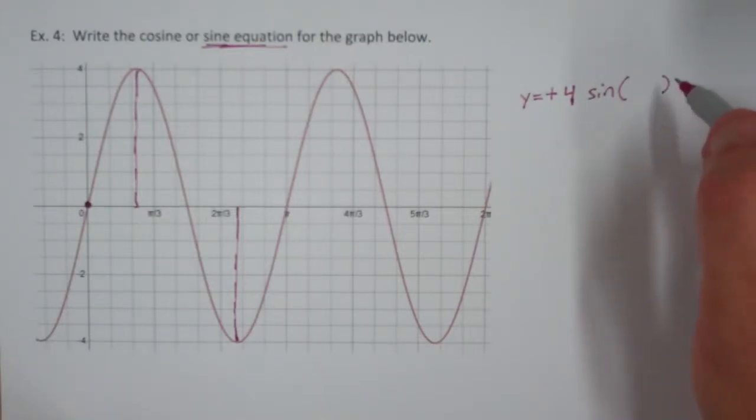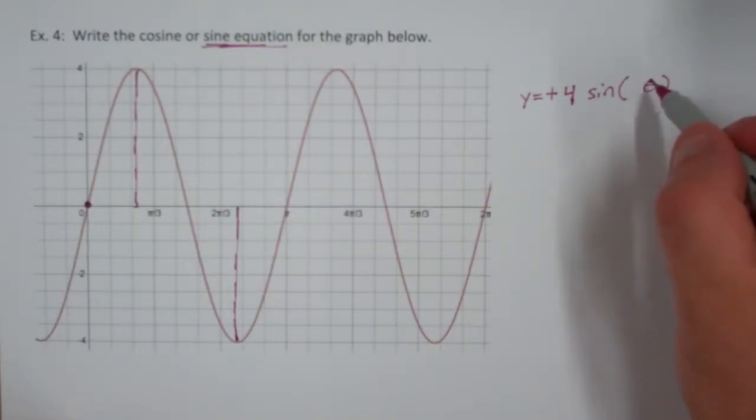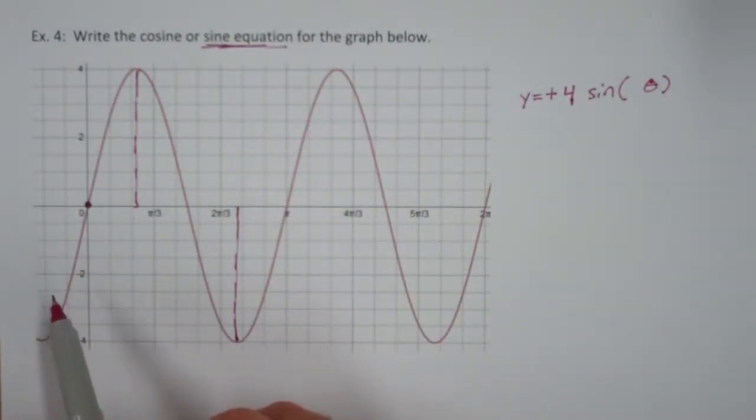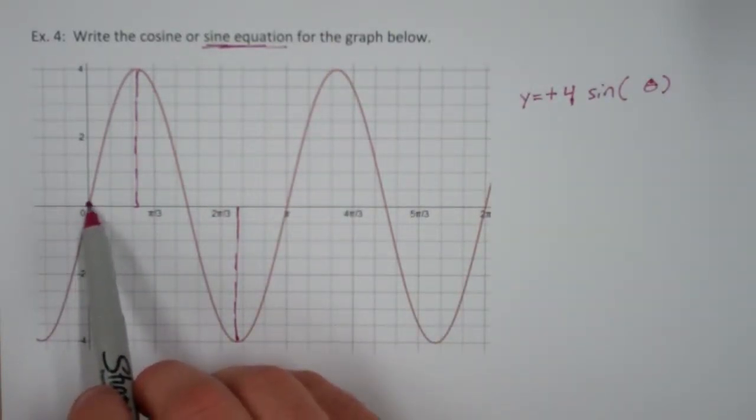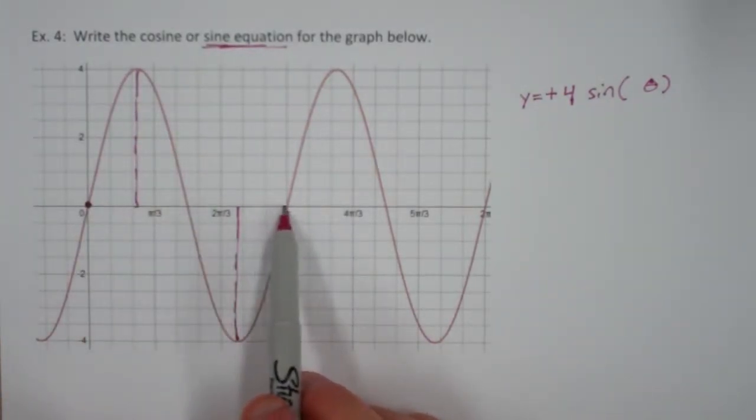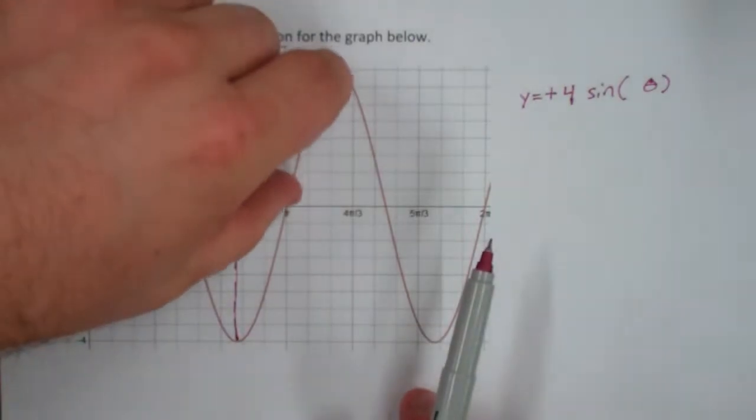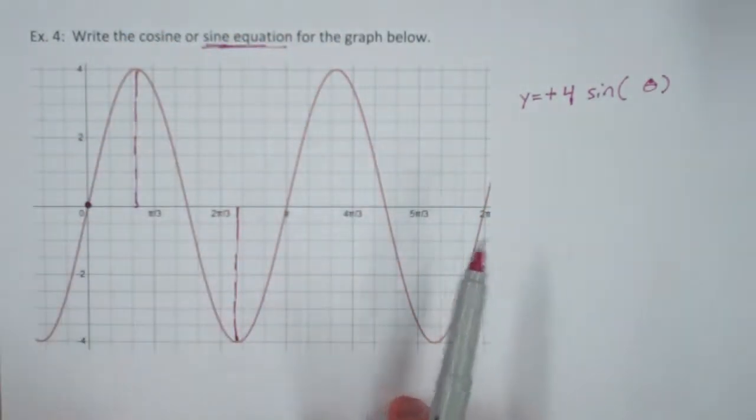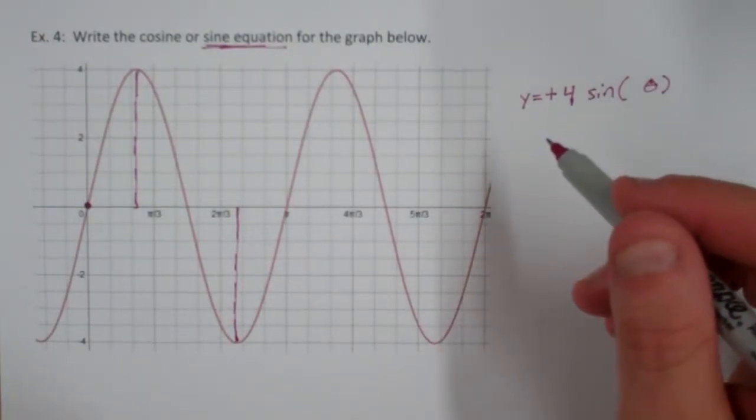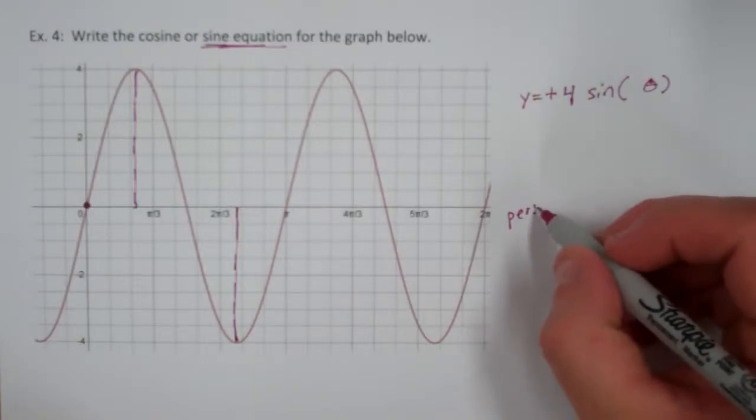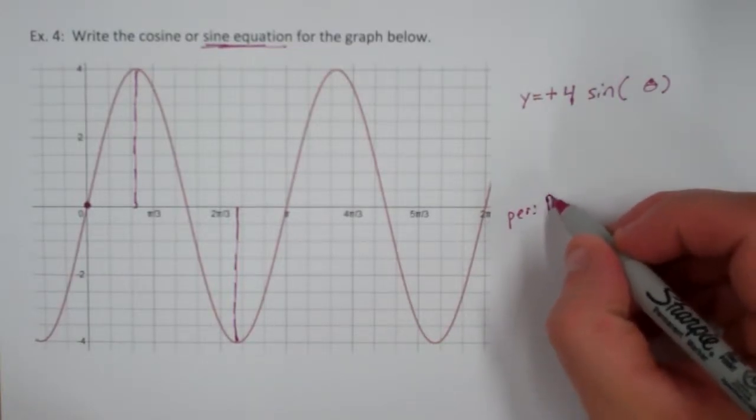In parentheses, we may need to adjust the value of K. So let's take a look and see if we can figure that out. It looks like the period here is pi. It takes pi before the values repeat. You can see this piece begins up, and this piece begins up, and so the y values will just repeat. So the period we know is just pi.